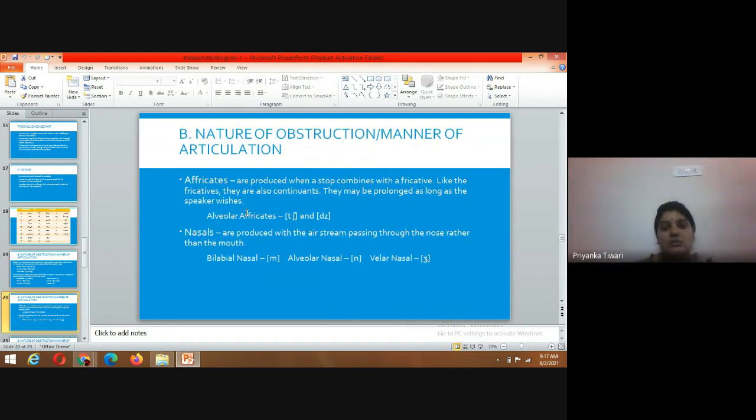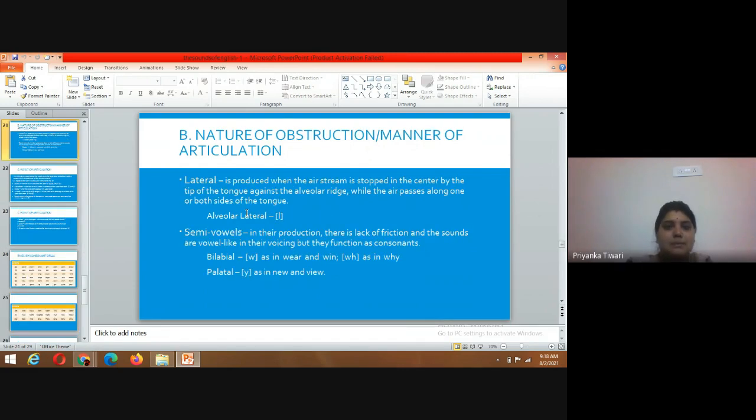Affricates are produced when a stop combines with a fricative. Like the fricatives, they are also continuants. They may be prolonged as long as the speaker wishes. Post-alveolar affricates ch and j. Nasals are produced with the air stream passing through the nose rather than the mouth. So bilabial nasal, alveolar nasal and velar nasal.